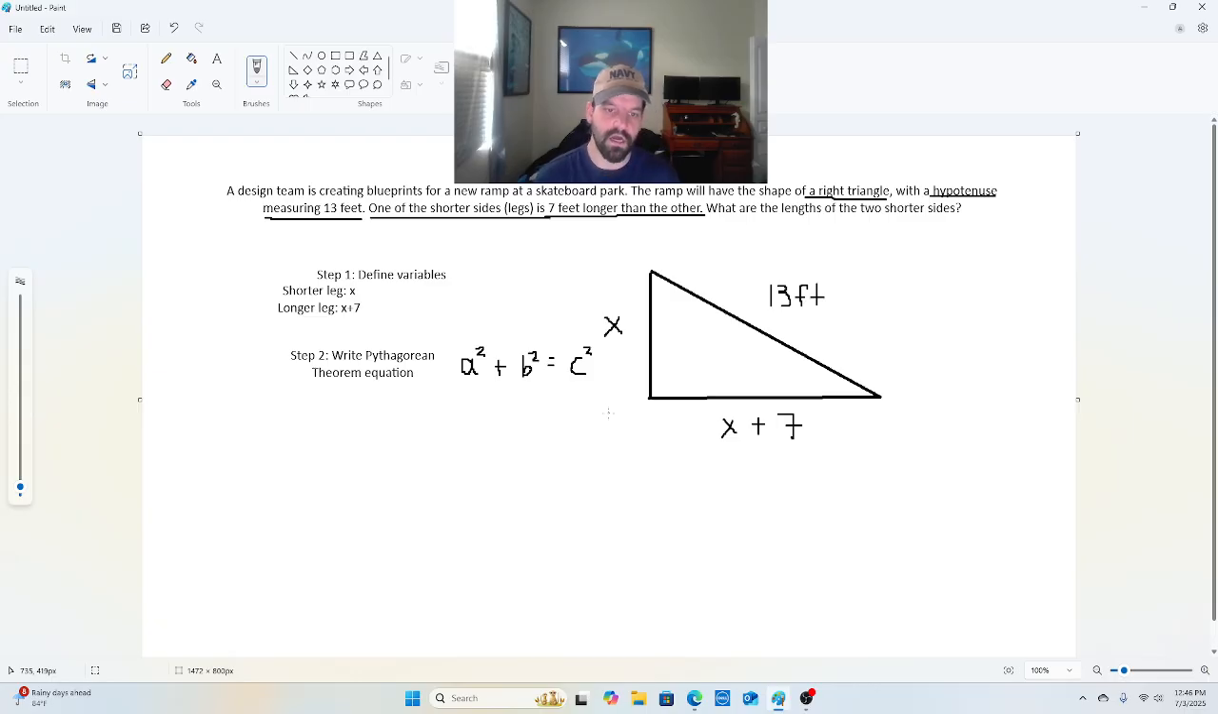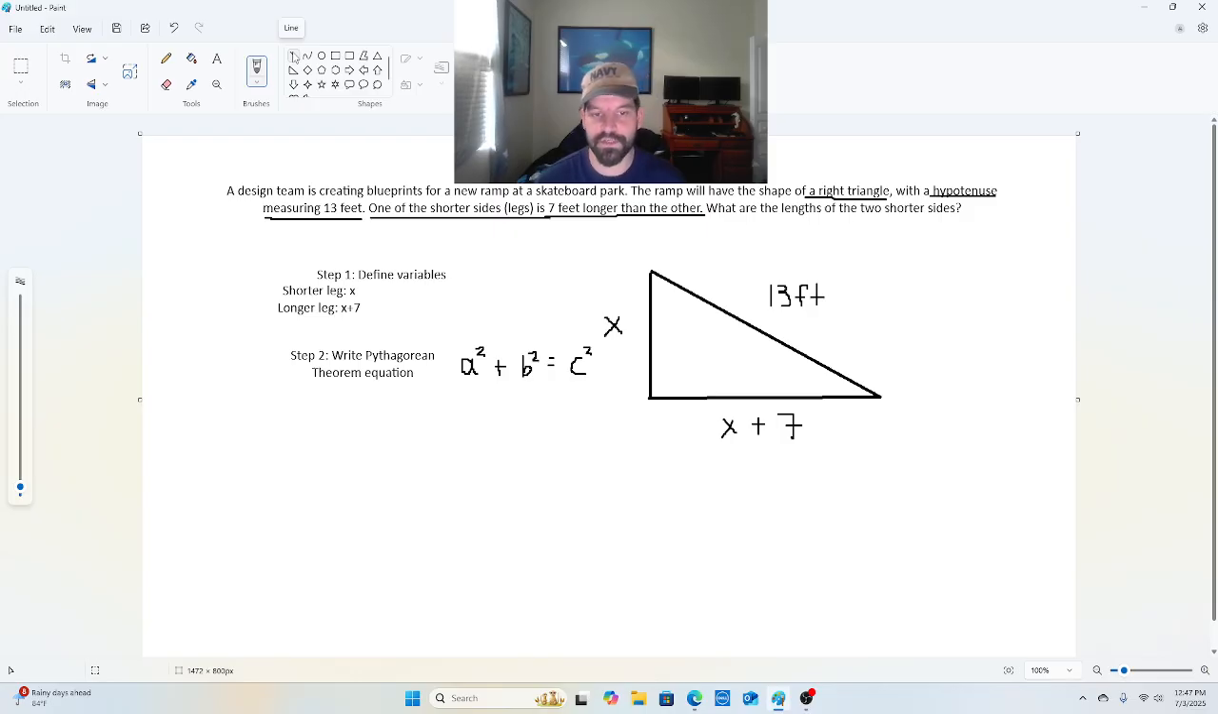And then just remember from terminology and principles of the Pythagorean theorem, it states that the sum of the squares of the two shorter legs or sides of a right triangle is equal to the square of its hypotenuse.